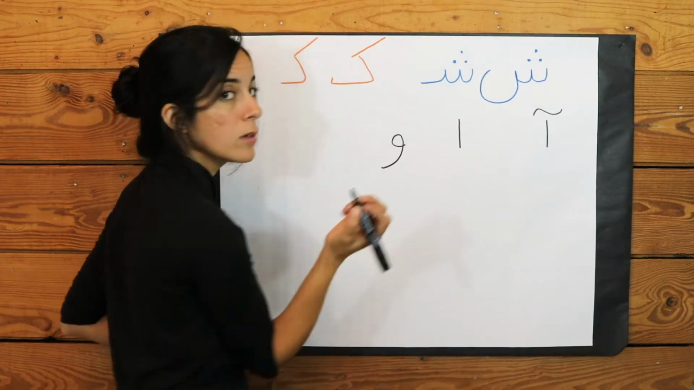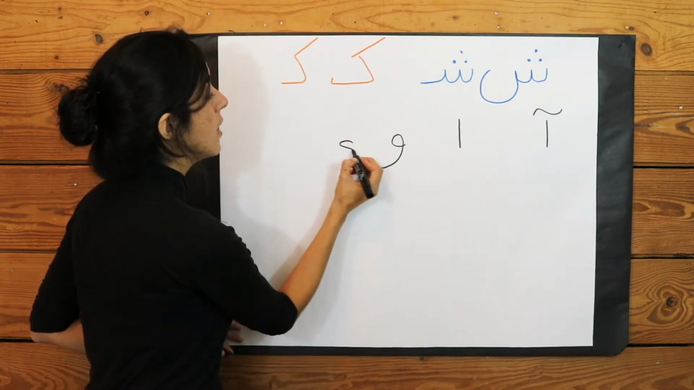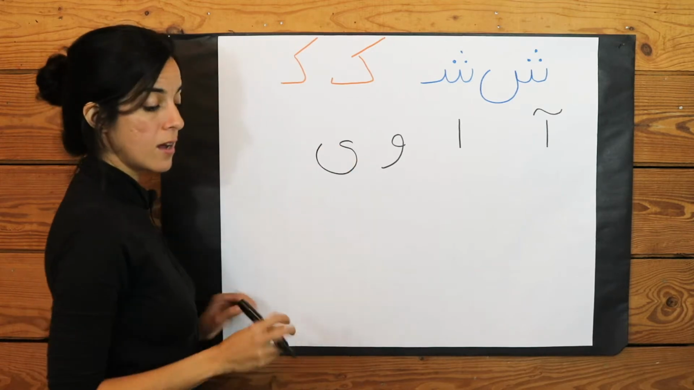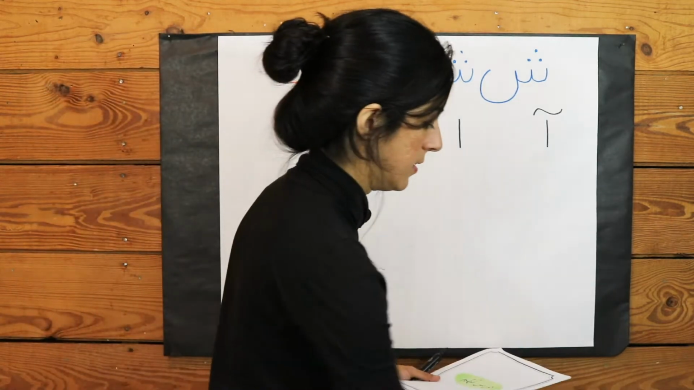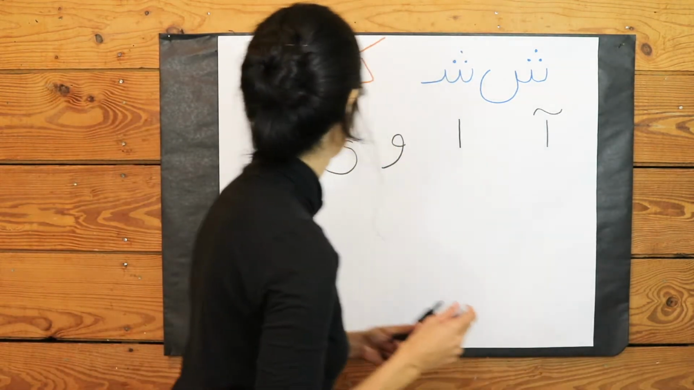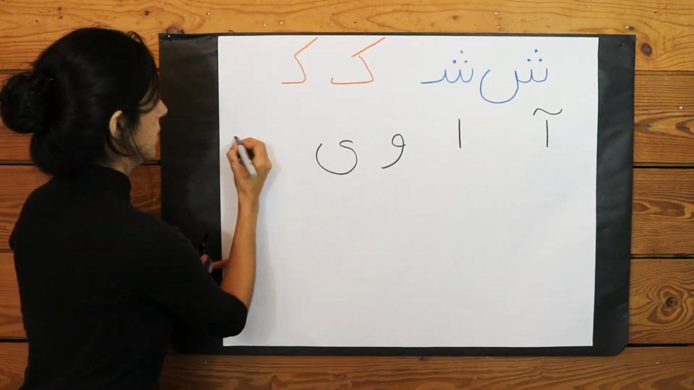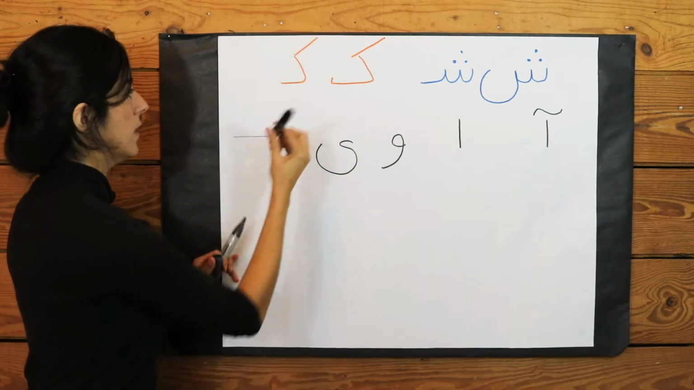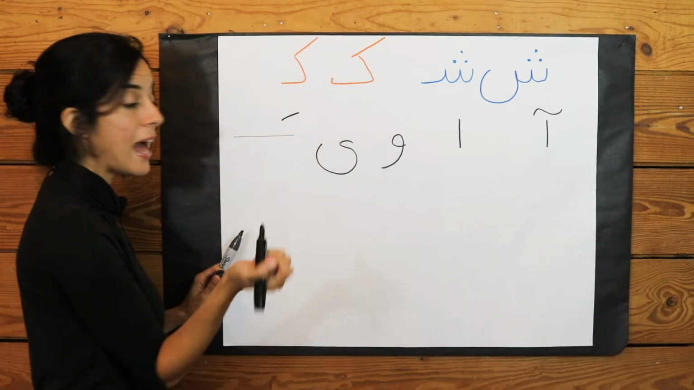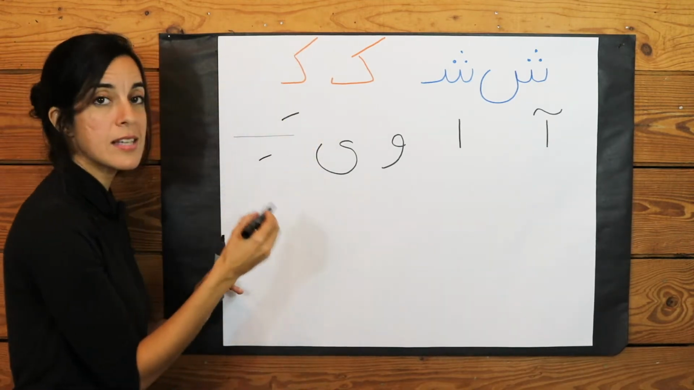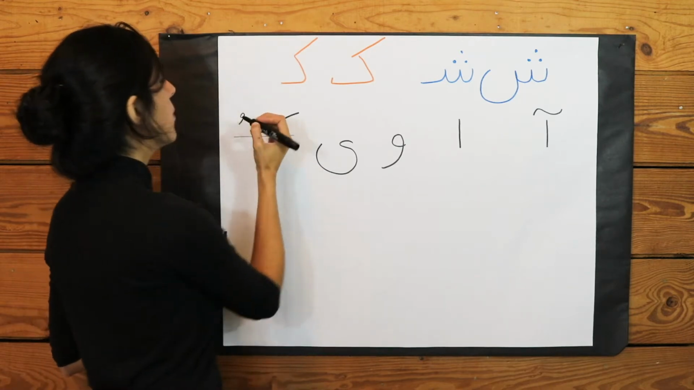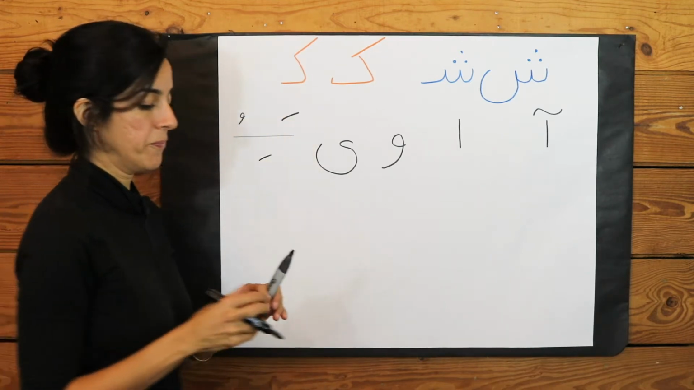the vowel u, the vowel e, which we just focused on, and our 3 accents. When there's an accent above a letter, it's an a. Below a letter, it's e. Above a letter, it is o.